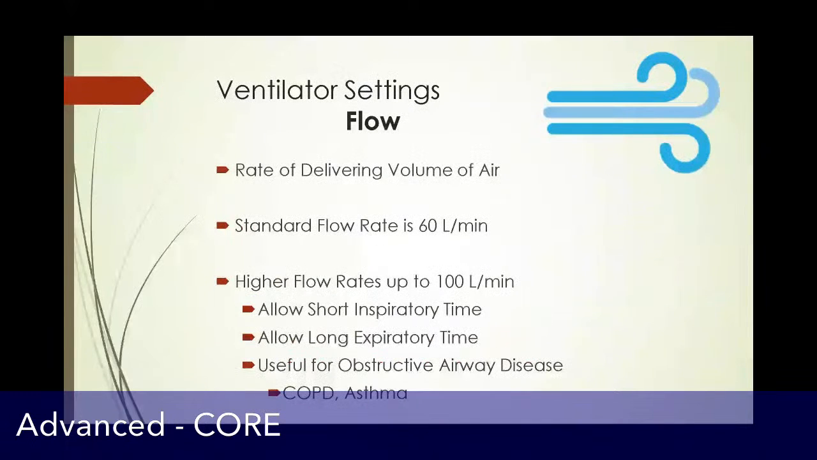The next ventilator setting is going to be the flow. So this is how fast the air is delivered into the lungs. Standard flow rate is 60 liters per minute, but you may want to adjust this based on their disease process, again, up to 100 liters a minute. So this will allow for a short inspiratory time, a long expiratory time. Again, this is something like the I to E ratio that you'd want in a COPD patient.